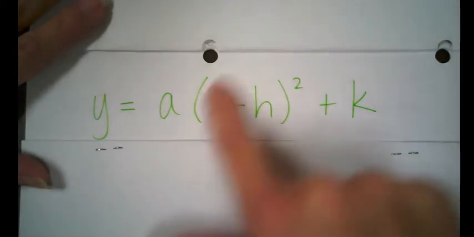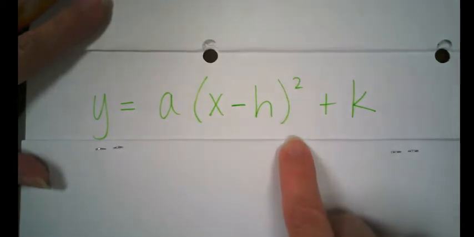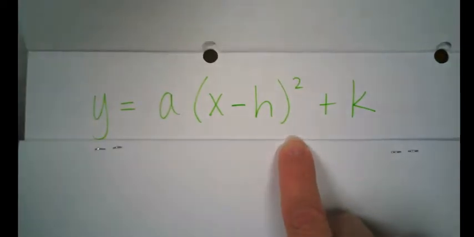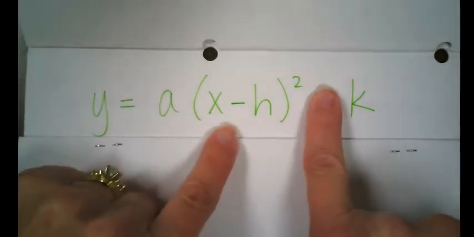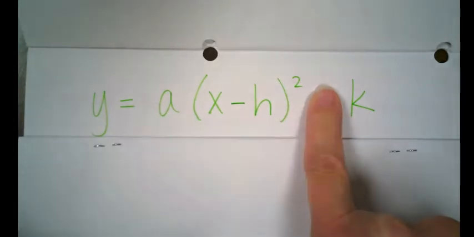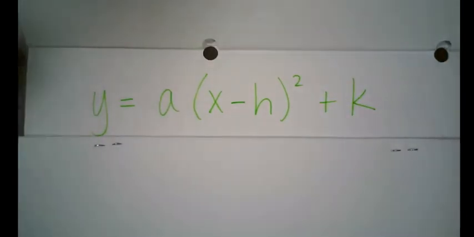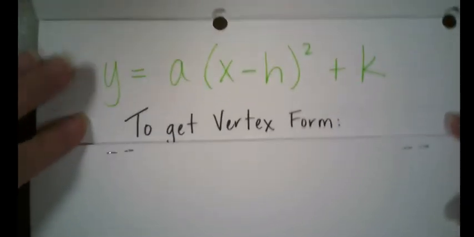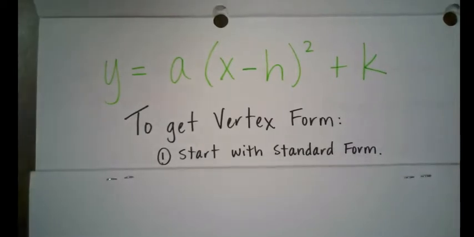So this is, well, I might go ahead and spoil it. This is what we get when we do completing the square. So if you look, this is normally what we have on completing the square, except we have an equal sign right here. So these are going to come out of completing the square, which is part of the process. So to get vertex form, you're going to start with standard form. We always start with standard form.